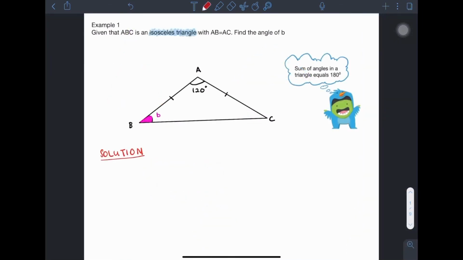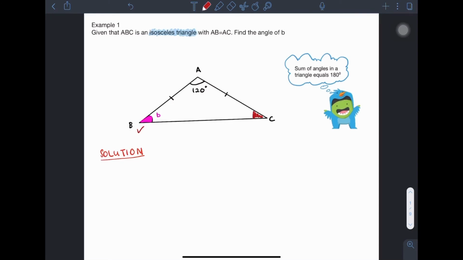Alright, let's look at example 1. Given that ABC is an isosceles triangle with AB equal to AC. So this is an isosceles triangle, with the length of AB equal to the length of AC. When the question says that this is an isosceles triangle, immediately we should know that this angle here is equal to this angle. That is the fact about isosceles triangle.